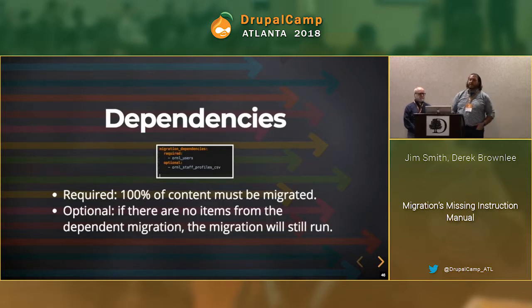As you're writing these migration definitions, they're going to stack. You're going to have dependencies. You're going to have an order to how these need to be executed. And an important point is understanding the difference when you define those migration dependencies. There's a difference between required and optional.